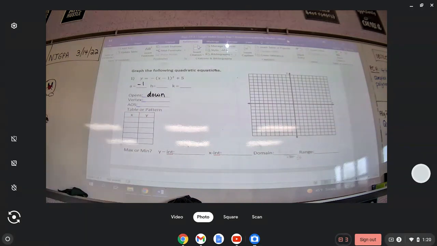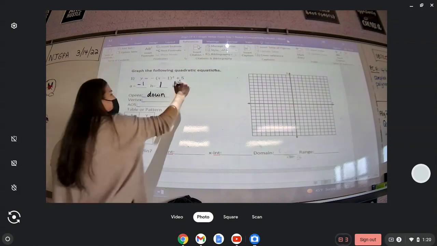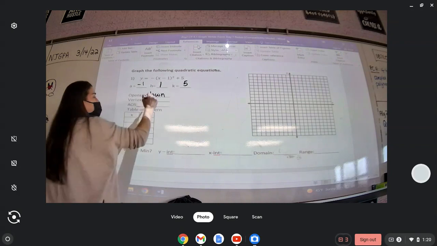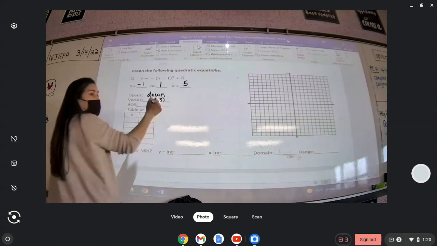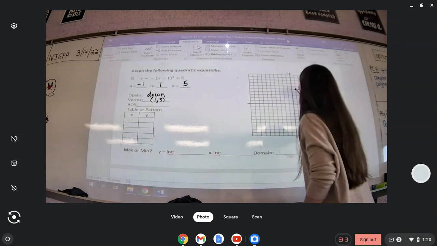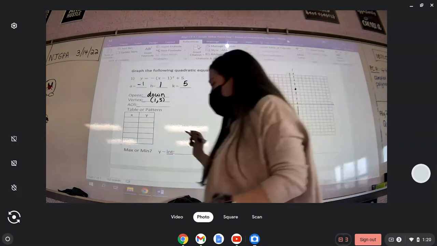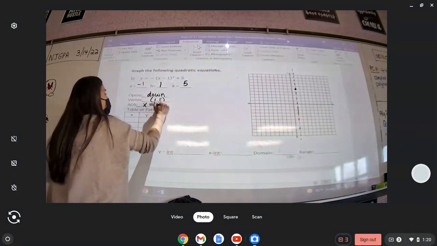All right, now I need H. They wrote X minus 1, so I'm going to say H is just the opposite. And then K is 5, making our vertex the point 1, 5. We got it. Start graphing. We got the vertex. Put them on the graph. Give yourself some AOS for symmetry. Anybody know who the AOS is? 1. X equals 1.